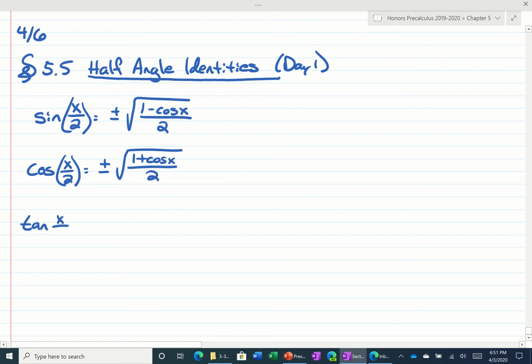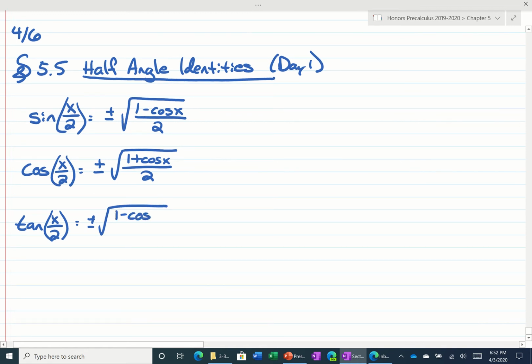And then we could derive where tangent of x over 2 comes from. It's a combination of sine and cosine. The formula for this would be plus or minus the square root of 1 minus the cosine of x over 1 plus cosine of x. And we could actually rationalize this and then conjugate it. So there's actually 3 formulas for this, and they're all on your formula sheet. I don't expect you to memorize these, just look at your formula sheet.